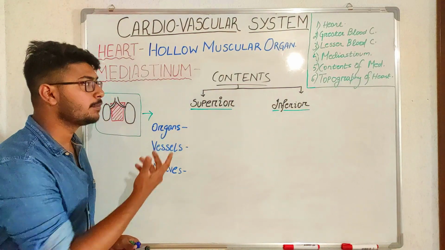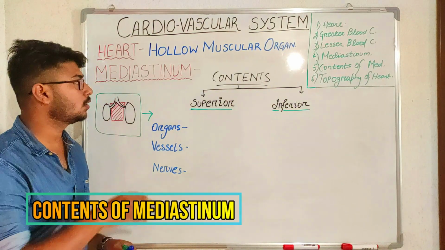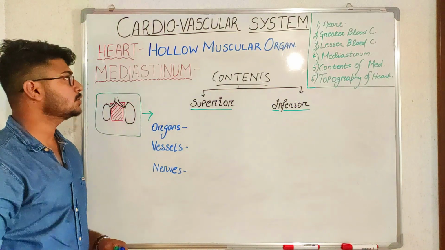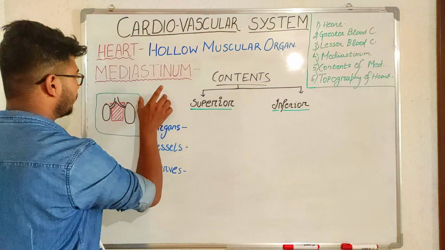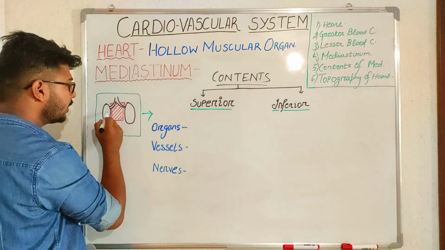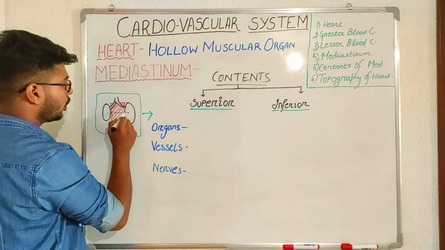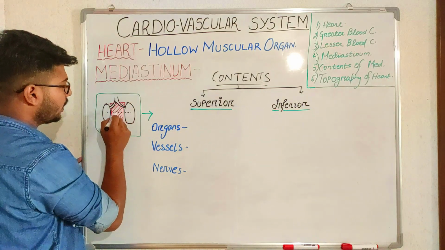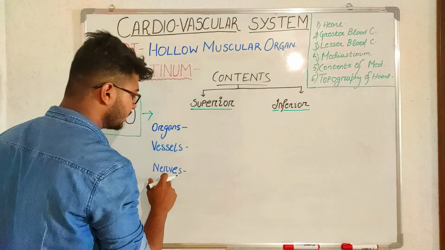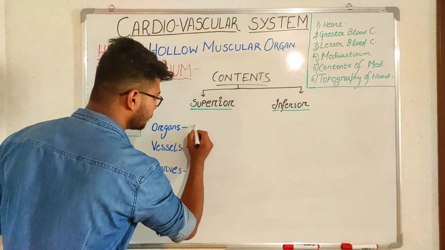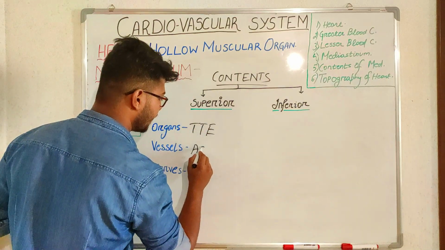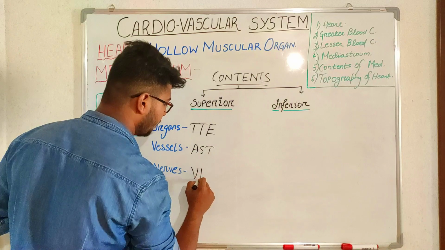Now the contents of mediastinum. What are the contents, or what organs are present inside the mediastinum? As you know, it contains a complex of organs. So we know that mediastinum has two divisions, superior and inferior. The superior division contains organs, vessels, and nerves. I have short forms to remember: TTE, AST, and VP.